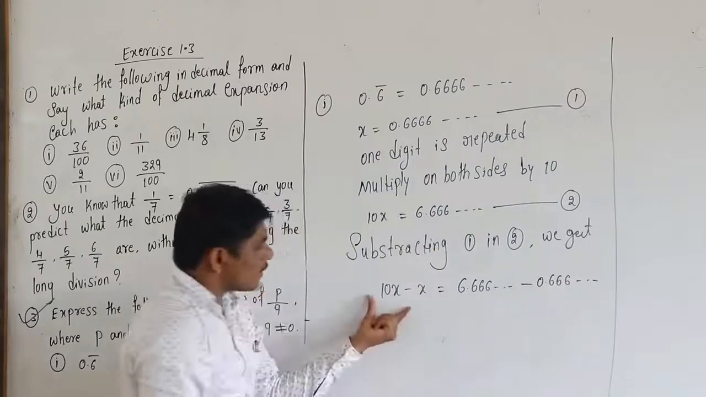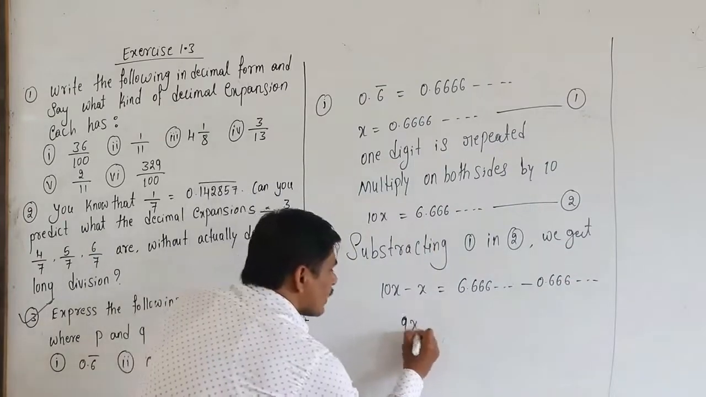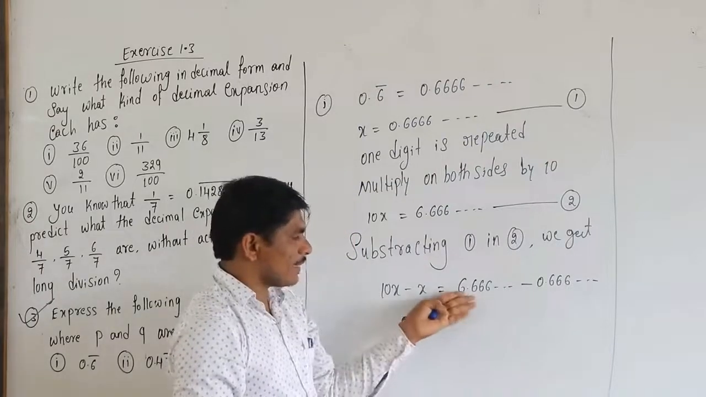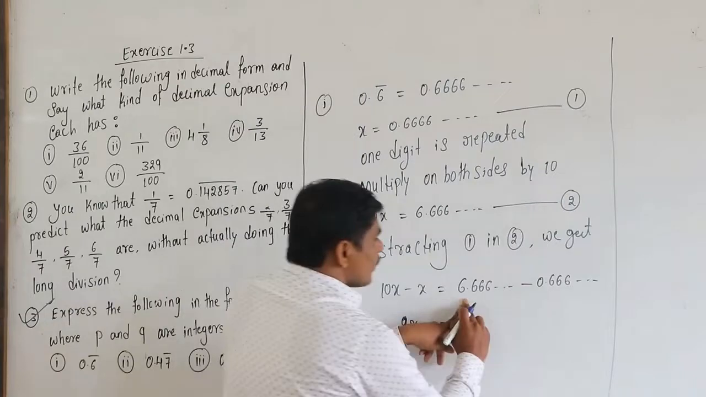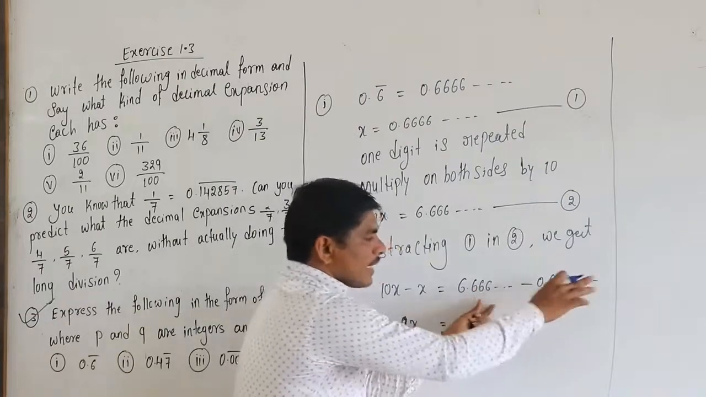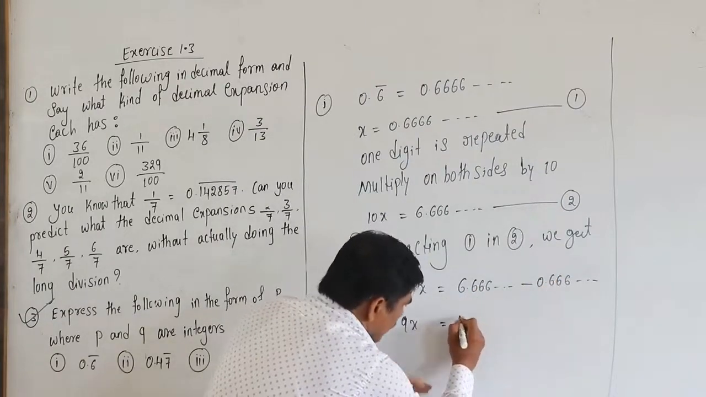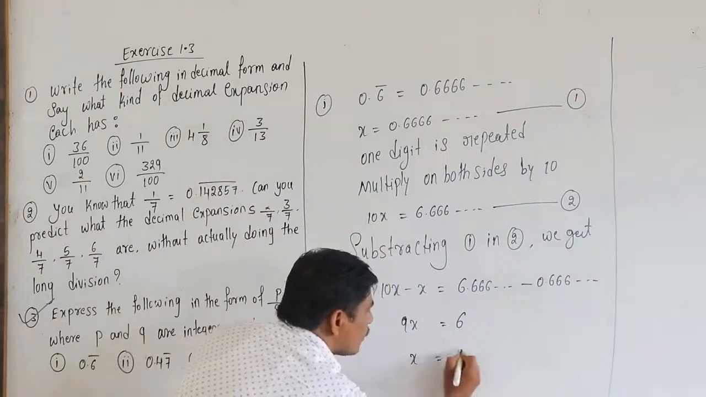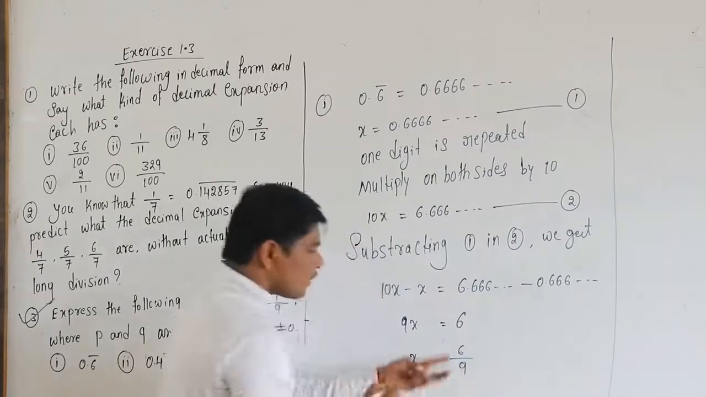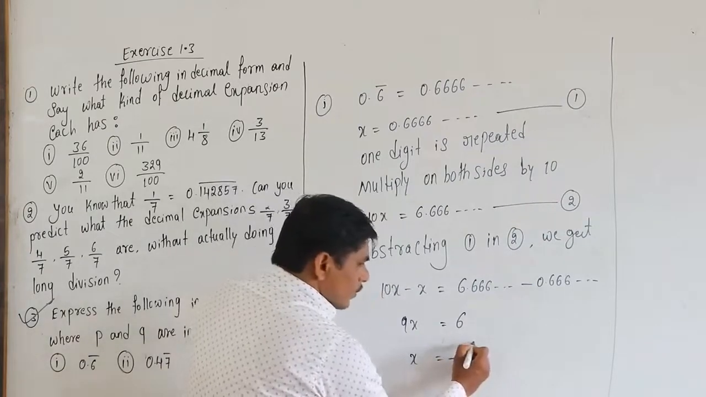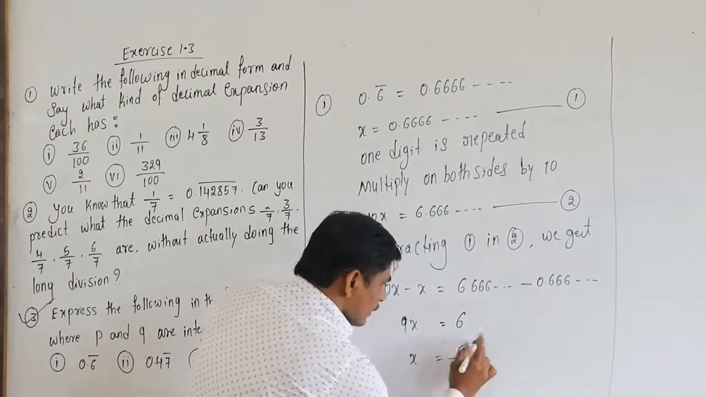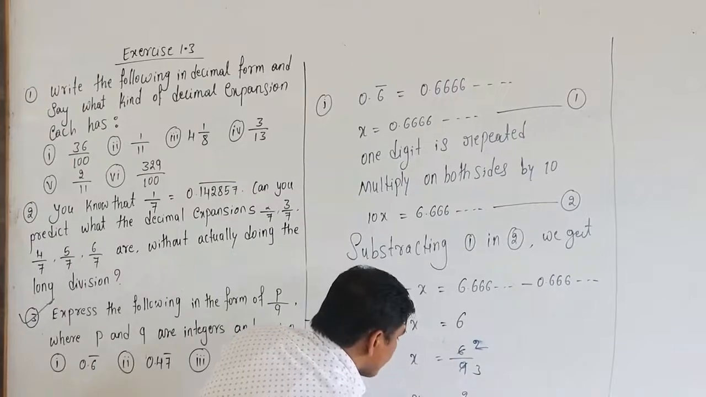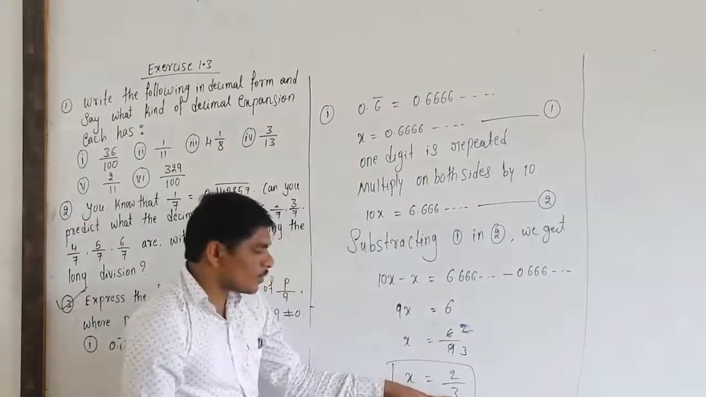After simplification, 9x is formed, 10x minus x is 9x, and this is equal to... this is very simple subtraction. Now, all the decimal numbers you have to subtract. The remainder is only 6. That's why x is equal to 6 by 9. Now you have to simplify. 3 2s are 6, 3 3s are 9. Now x is equal to 2 by 3.